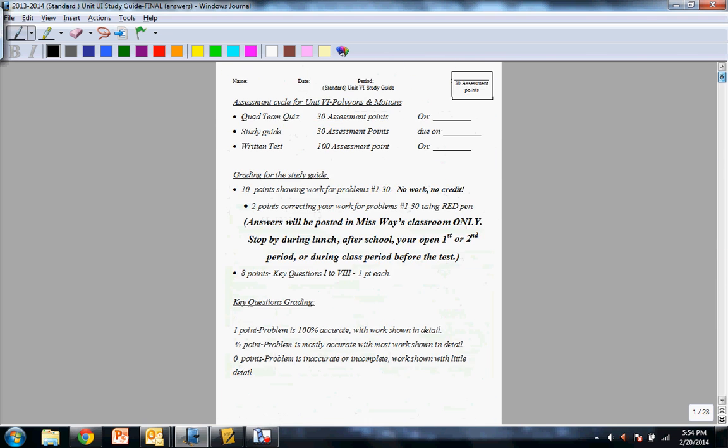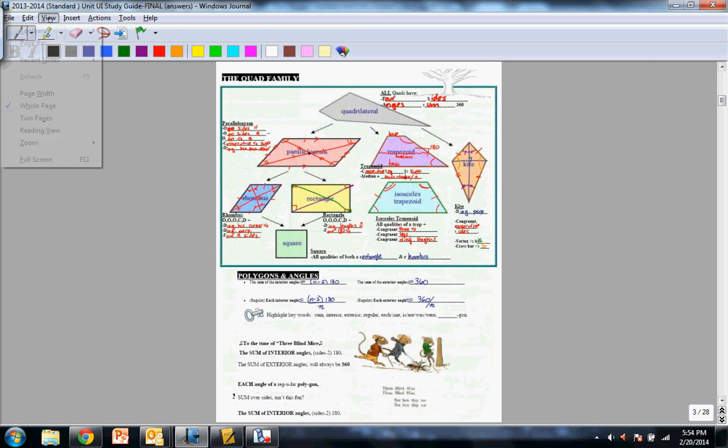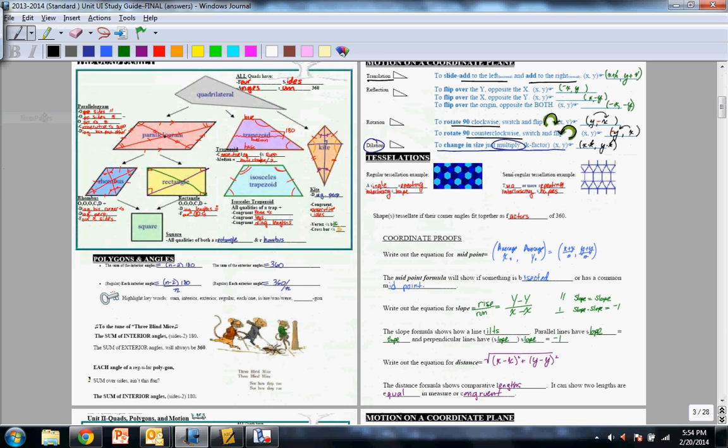Okay, students, I can't emphasize enough the need to have these 2 pages memorized. It is absolutely vital. So take the time to fill that out several times.